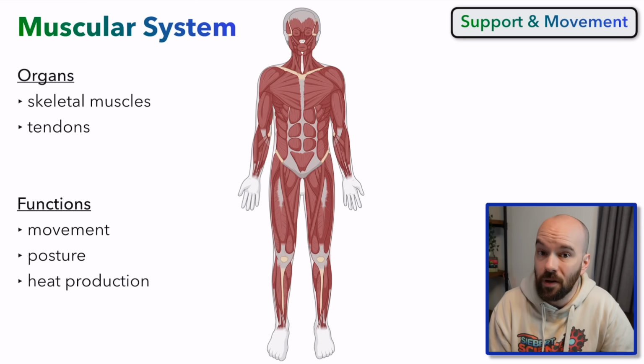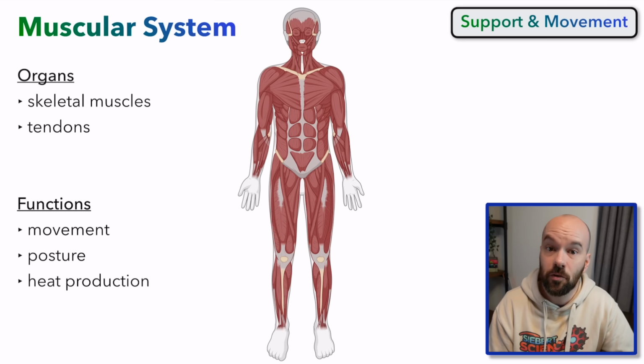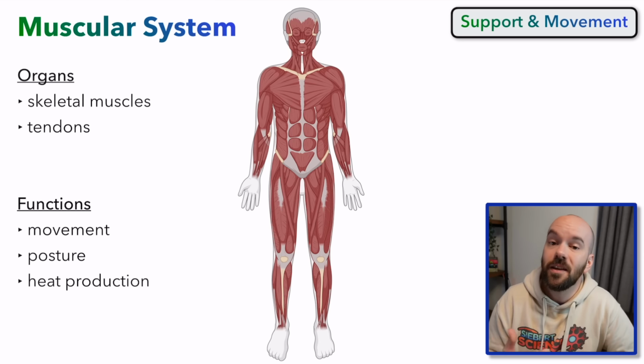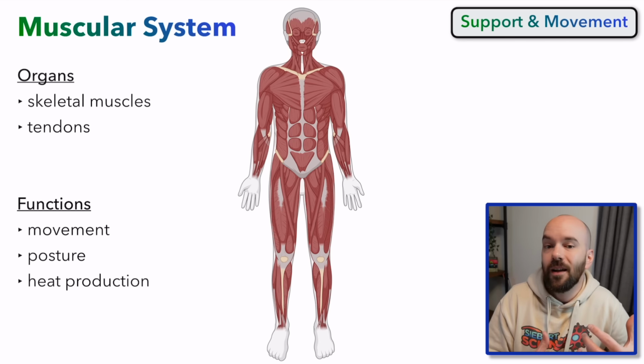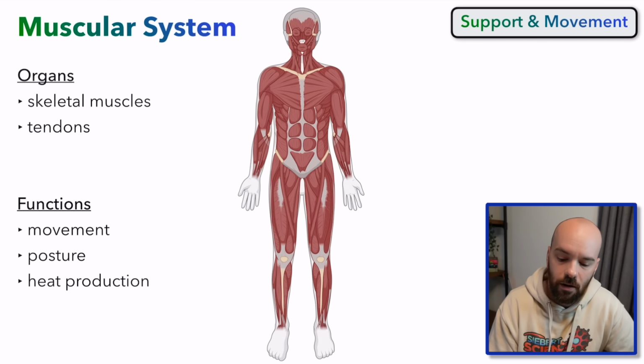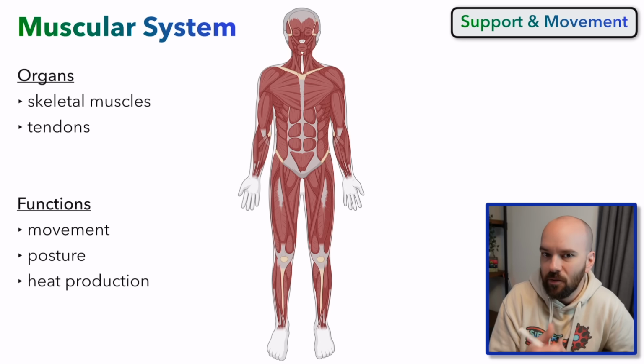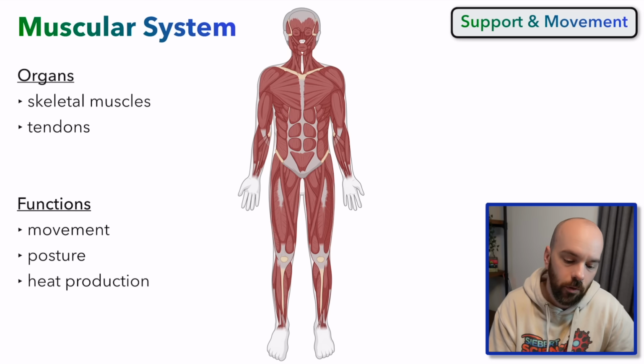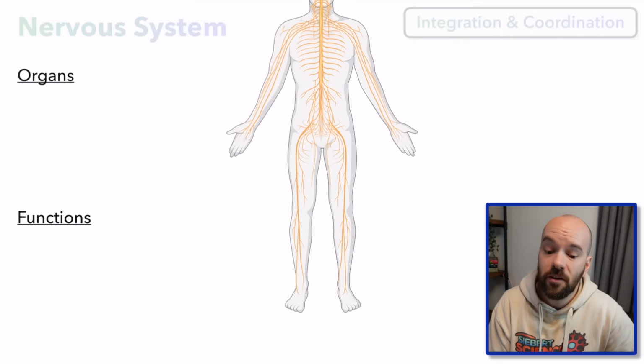Another one's going to be heat production. Just think about a time where you felt cold. You might start to move around a little bit, and the reason that you're doing that is to produce some heat. And so we have heat production that's produced in our muscles. That's an important function, keeping us warm through movement. So that is the muscular system. We've got skeletal muscles and tendons, and we've got those three functions: movement, posture, and then the production of heat or thermal energy. All right, up next we have the nervous system.